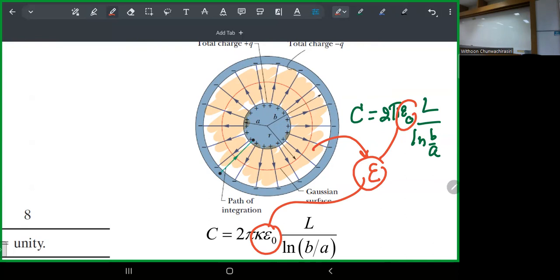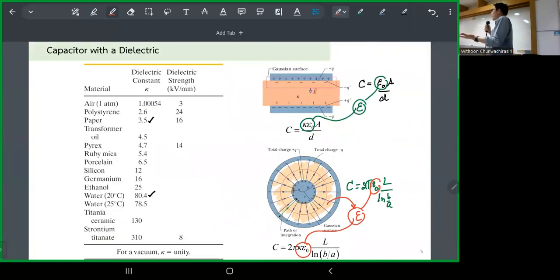All right, but this gives you one conclusion, guys. Now you can see that by changing the environment, from vacuum to something else, you can change the C, right?